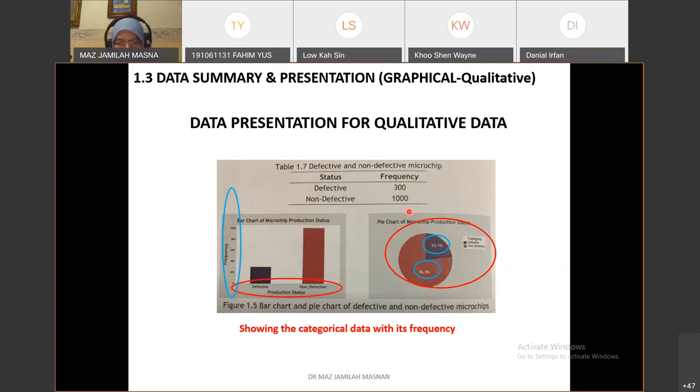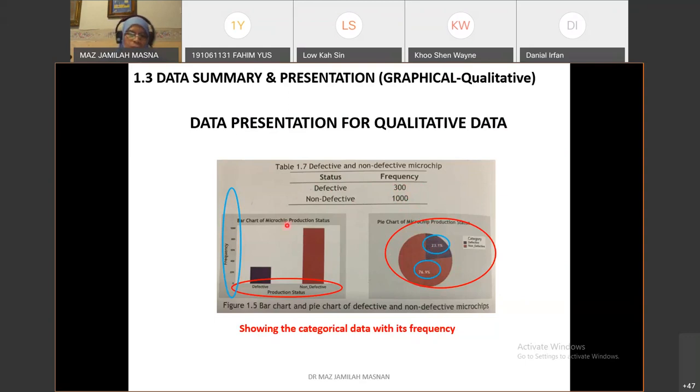76.9% is non-defective, okay, the biggest part here. And the rest is defective items, which is 23.1%. So there is a change in terms of the information that you describe in your graphical parts here.